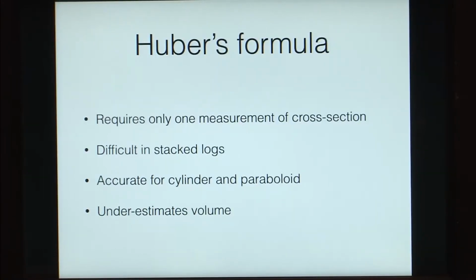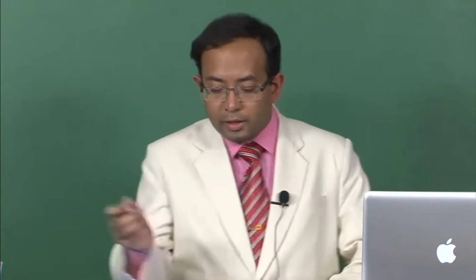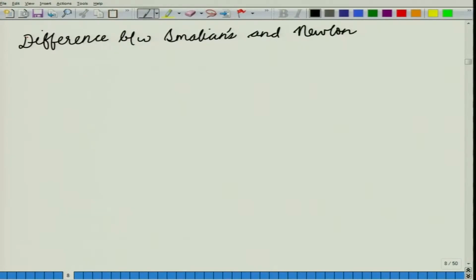formula underestimates the volume. So, now that we know that Newton's formula is the most accurate formula, what is the amount of overestimation or underestimation in the other 2 formulae? So, let us find out the difference between Smalian's and Newton's formulae.